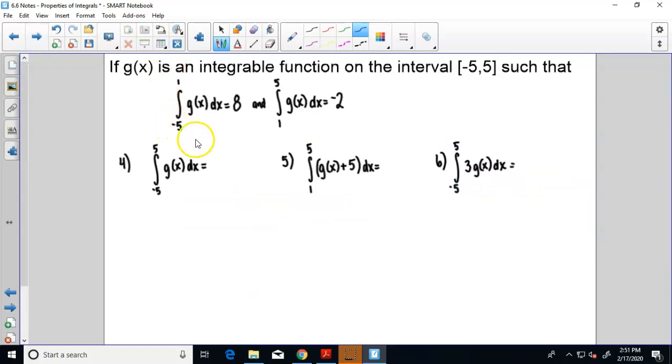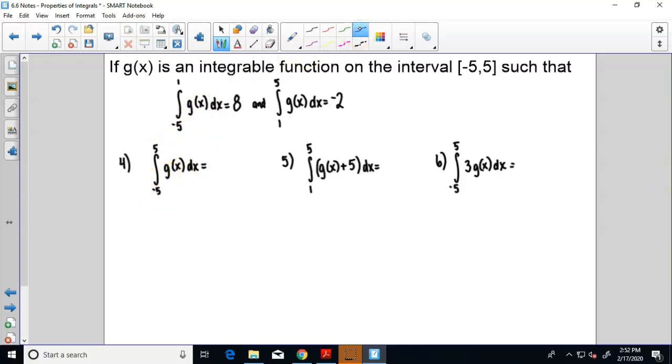We still have the integral from negative 5 to 1 of g of x equals 8. We've got the integral from 1 to 5 of g of x is negative 2. And then it asks us for several different things. So the first problem asks us for the integral from negative 5 to positive 5.